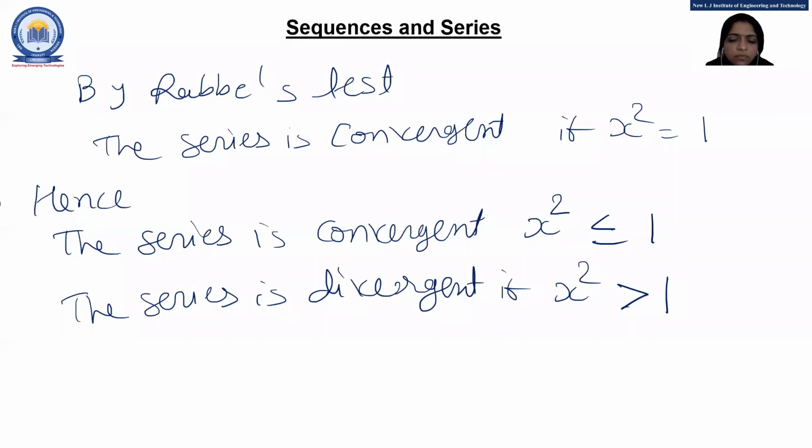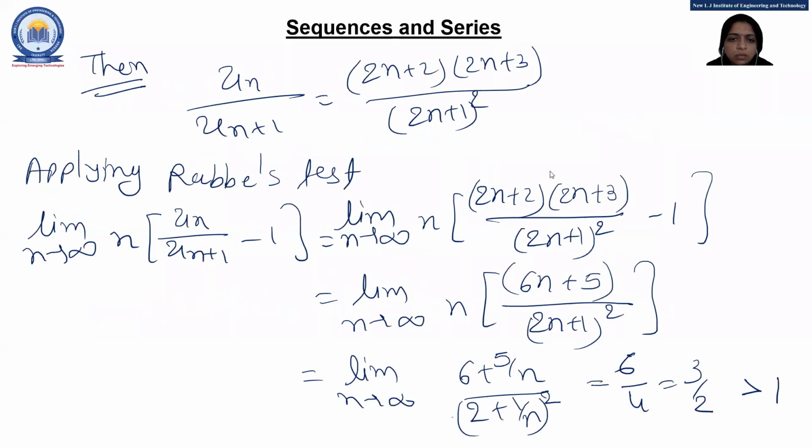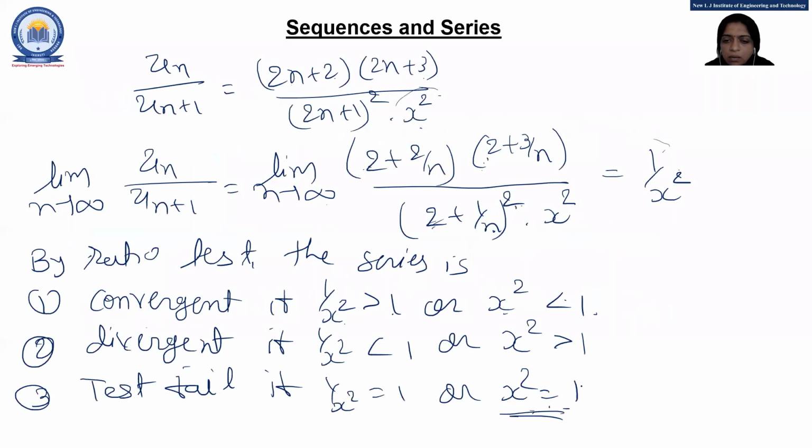Yogesh, no, I didn't forget to write 1 upon x square in un upon un plus 1. I already told you, Yogesh, see, here our test fails. Our ratio test gives the result for less than and greater than, but this test fails when x square equals 1. So I am doing the Raabe's test for x square equal to 1. So this x square is 1. Okay, Yogesh, so I didn't forget.